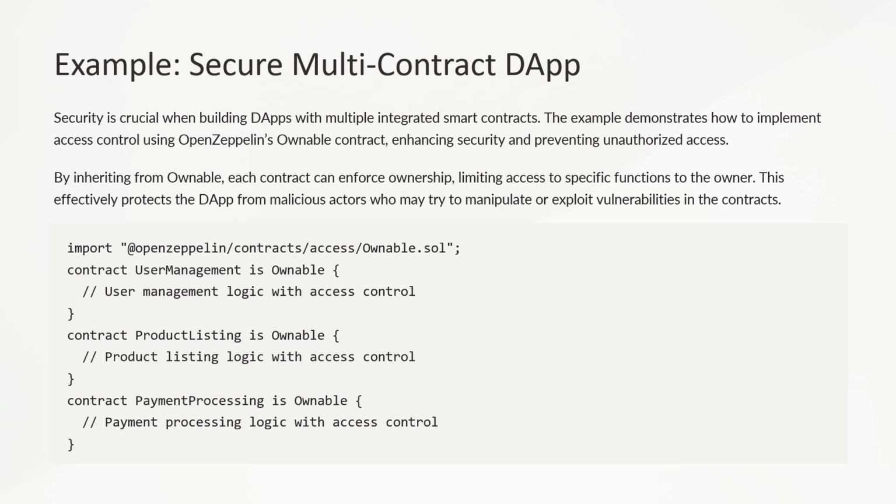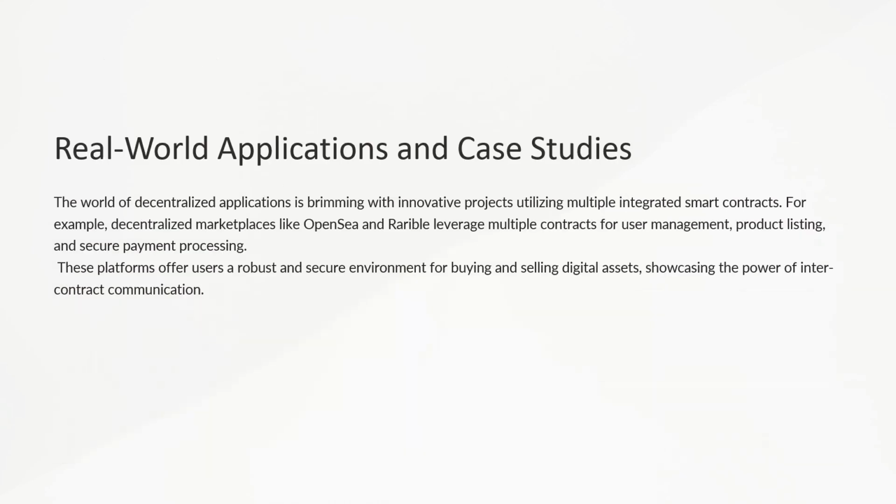By inheriting from the Ownable contract provided by OpenZeppelin, each of the three contracts gains access to built-in access control features, enabling customizable ownership and permission-based functionality within their respective scopes. The combination of these contracts, each with its specific focus and integrated access control, forms a foundational framework for a secure and controlled decentralized marketplace, covering user management, product listing, and payment processing while adhering to best practices for access control and ownership. Let's look into some real world applications and case studies.